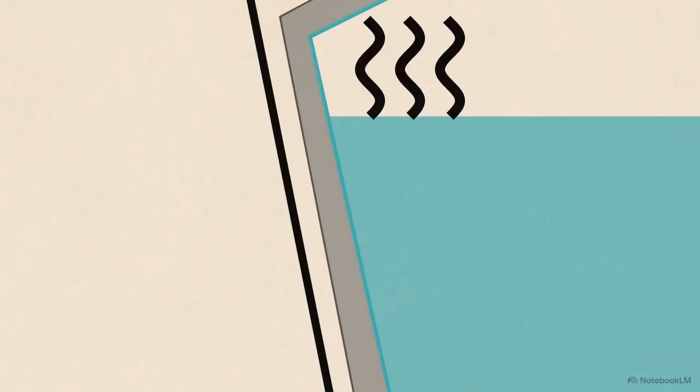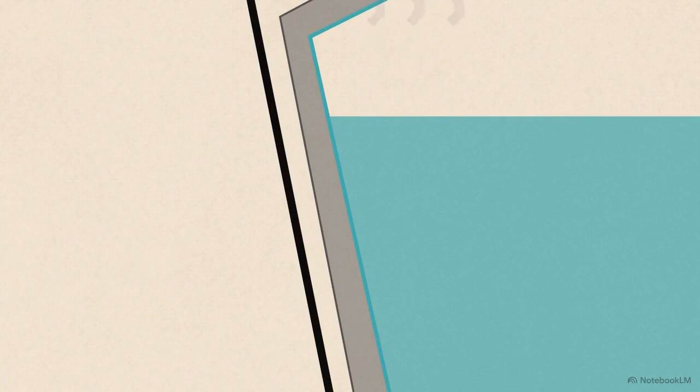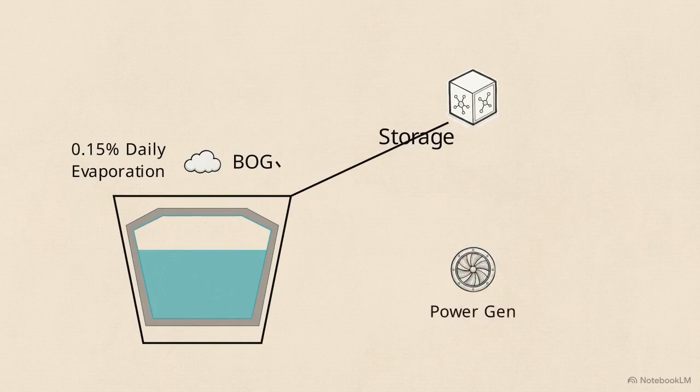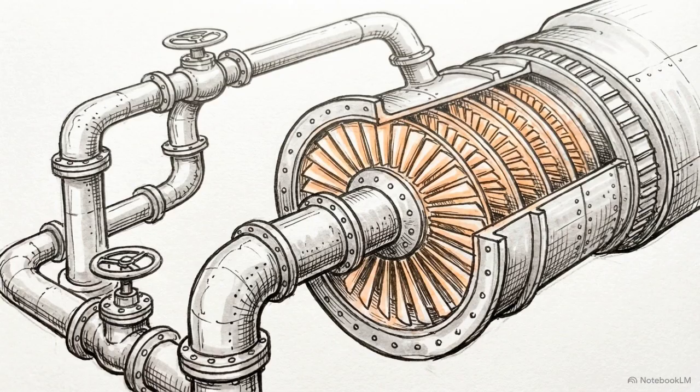Even with thick insulation, heat leaks into the tank. About 0.15% of the liquid cargo naturally evaporates back into gas every single day. Draw an arrow from that cloud over to a small generator doodle. To prevent pressure buildup and recover the economic value of that gas, the boil-off is routed directly into the facility's onboard turbines to generate power.